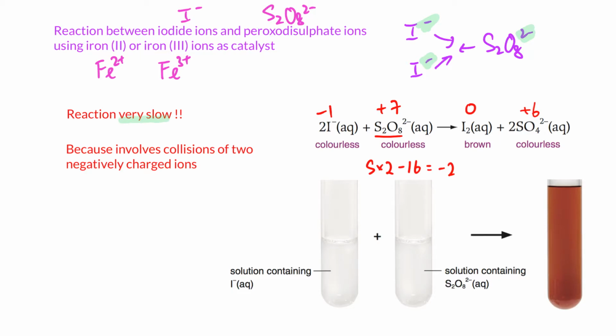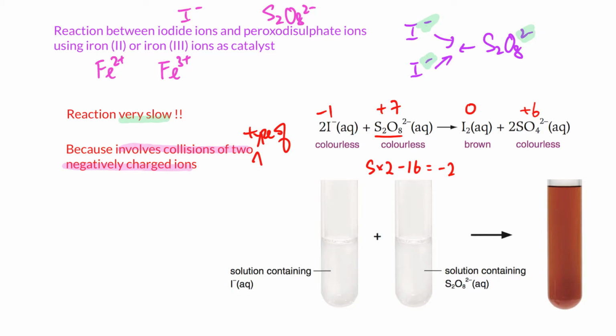You have to explain that it involves the collisions of two types of negatively charged ions. Actually, it's not only two. So you find that the negative and negative ions will repel each other, and then they cannot carry out the reaction.